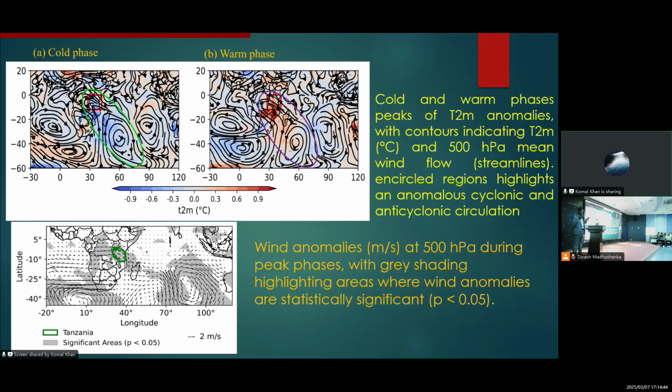So we also use these two means, and we use the two-tailed Student's t-test for significance. We use the cold phase against the warm phase, and we got this. The difference between the cold phase mean and the warm phase mean is significant over the study area, which is marked green. The gray color here represents the significance. So the whole of Tanzania shows a significant change of temperature during these two phases.